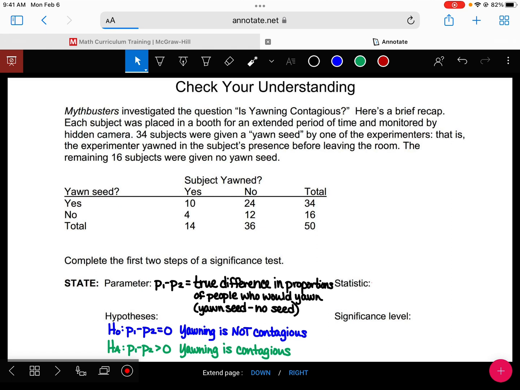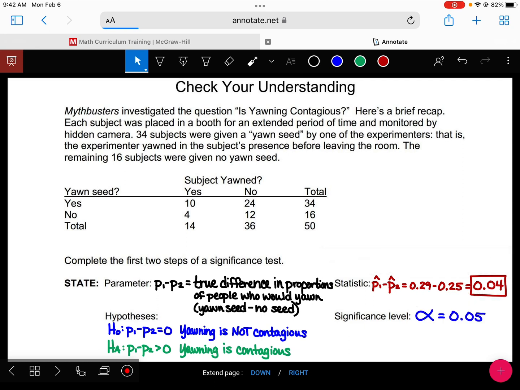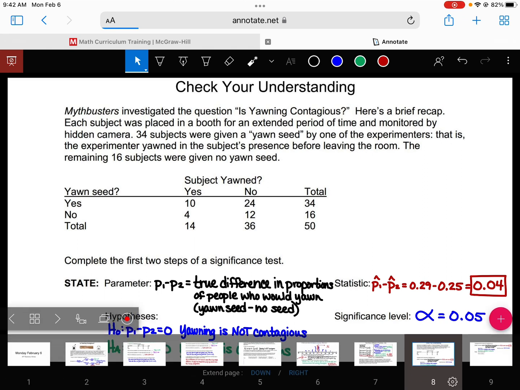What was their statistic? Yes, 0.04. What significance level did we use? 0.05. So alpha is 0.05. Our alpha level is always our significance level. All right. So far, so good on this part?